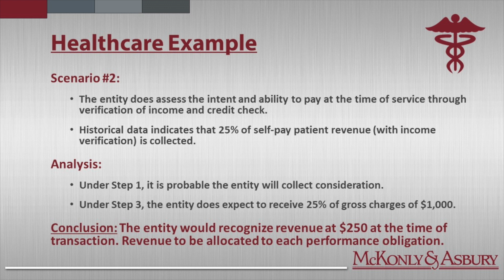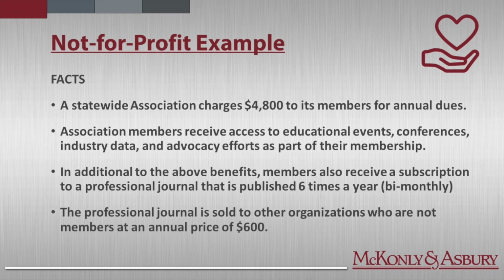All right, let's move on to a not-for-profit example. So a statewide association charges $4,800 to its members for annual dues. Association members receive, in exchange for their $4,800 fee, access to educational events, conferences, industry data, and advocacy efforts as part of their membership. They also get a subscription to a publication that's published 6 times a year. And that publication is typically sold to other organizations who are not members at an annual price of $600.